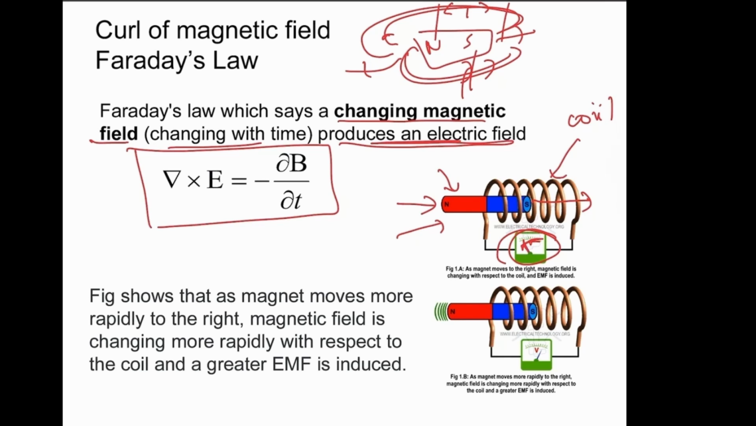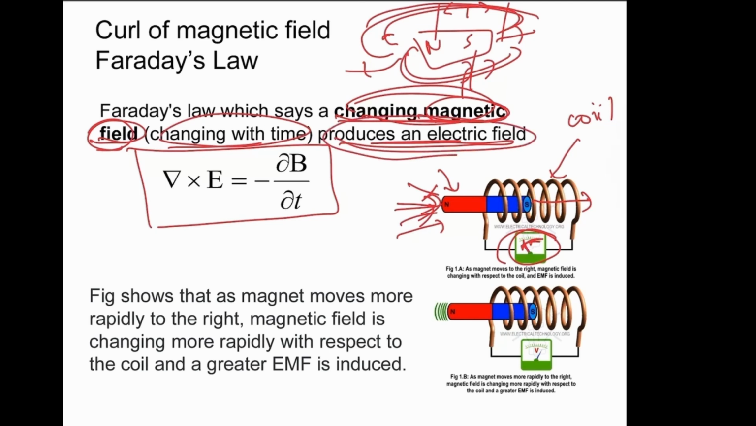So changing the magnetic field means that when we move the magnet inside the coil, we change the magnetic field. This magnetic field changing with time will produce an electric field. Changing with time means it has a speed. We can move faster or slower. When we move fast, it changes very fast and produces a higher electric field. When we move slow, it produces a low electric field. This we call induced EMF.